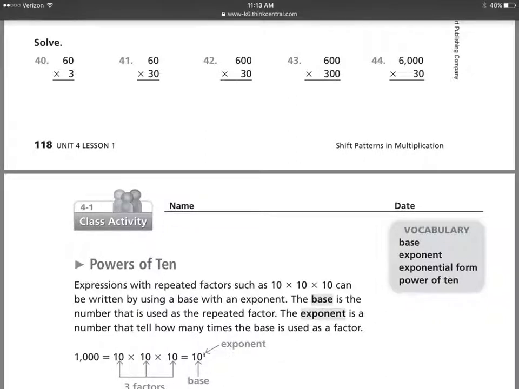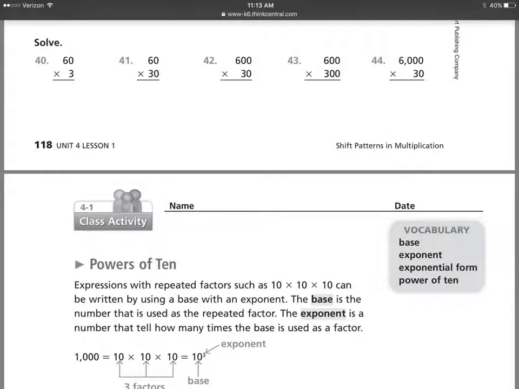So on page 118 at the bottom of that page, there are some problems for you to practice. And you can do these problems any way that you see fit, any way that's easiest for you. And typically I would try to encourage you to do this mentally and to do 6 times 3 first, and then to simply add as many zeros as you need to the answer.